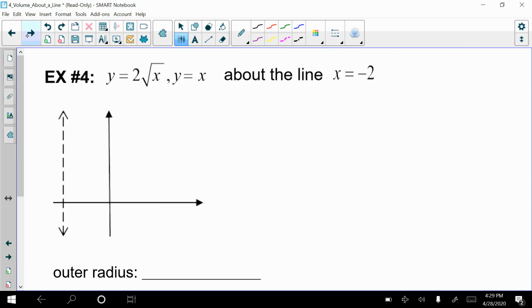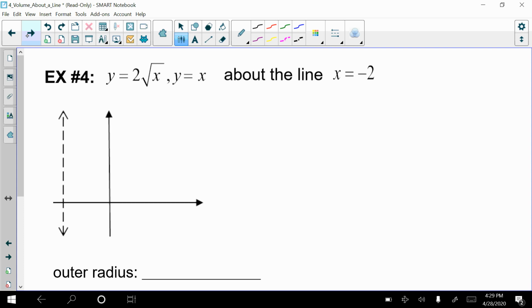And the last example that we're going to take a look at in this video, again, feel free to try to work out the problem in advance of me. But if you have done so, great. If you haven't done so, then please go ahead and follow along. Here, this one's going to be a little different because of the boundary line that we're going to be taking a look at. So we have y is equal to 2 times the square root of x.